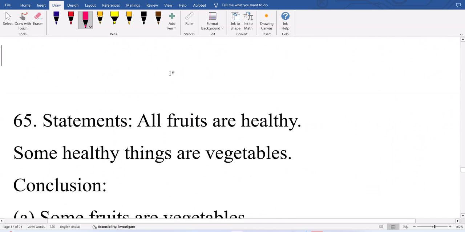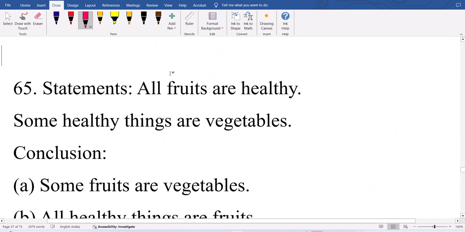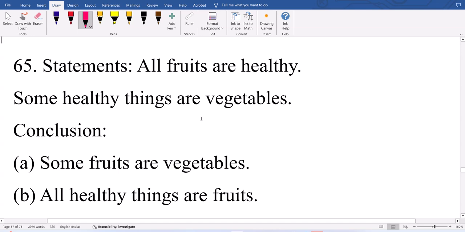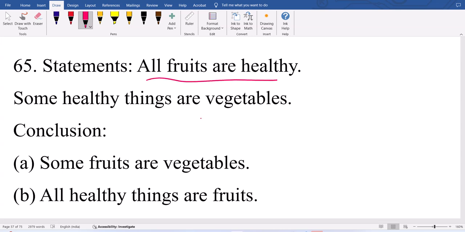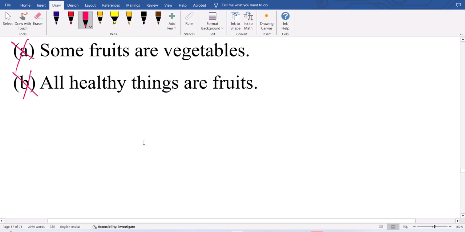65. Again a similar one repeated. All fruits are healthy. Some healthy things are vegetables. The reverse of all is not all. The reverse of all is some. This is wrong. Some fruits are vegetables. No. Both wrong here. Neither one nor two, both wrong.